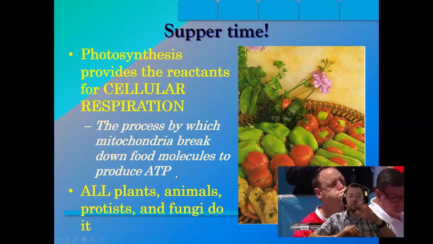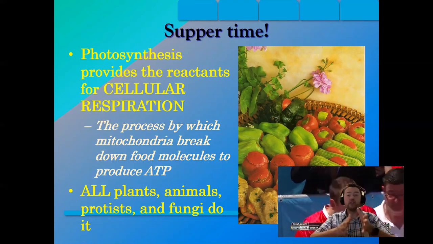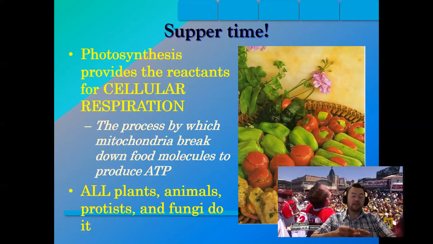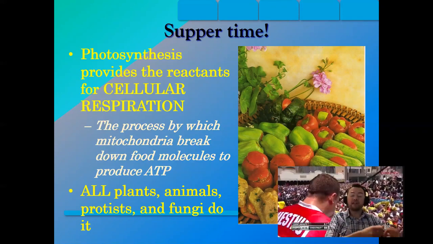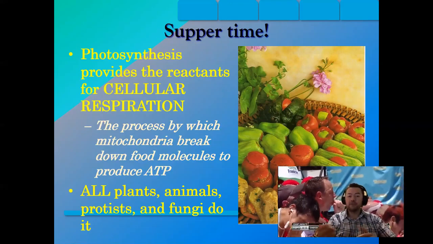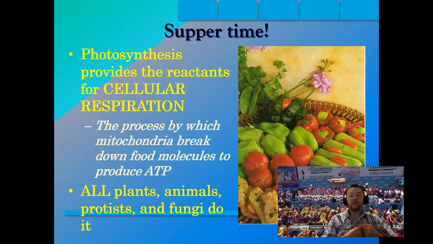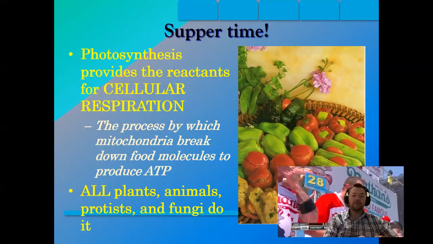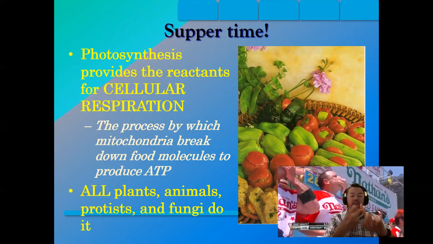Now, regardless if you're a plant, an animal, a fungus, or a protist, we all do cellular respiration. Plants, yes, they do photosynthesis to create food, glucose, which they can then break down into energy for themselves. See, plants, they need ATP too. ATP is what we use to power all of our chemical reactions, all the work that happens inside our body. Well, plants need it too, but so do the protists and so do the fungi.